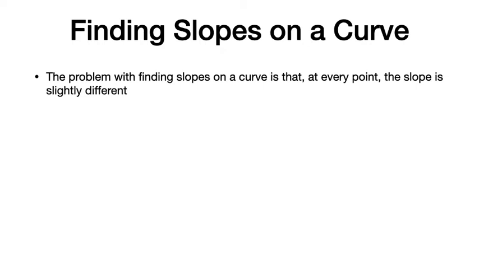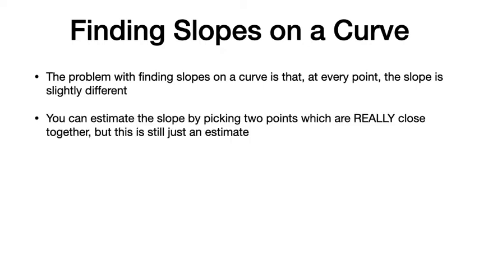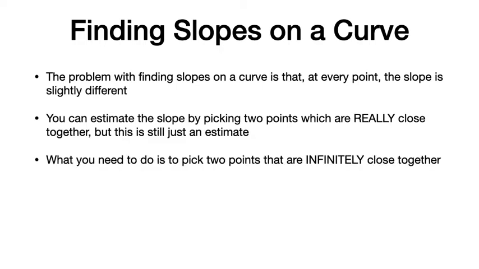Now, we can estimate it by picking 2 points which are really close together. But again, if I pick 2 points that are really close together, that's still just an estimate. If I want to know what the slope is exactly, I'll need some more complicated tools. In fact, remember I said calculus is about slicing things up into infinitely small pieces. So what I can do is find 2 points that are not just close together, but infinitely close together. Okay?